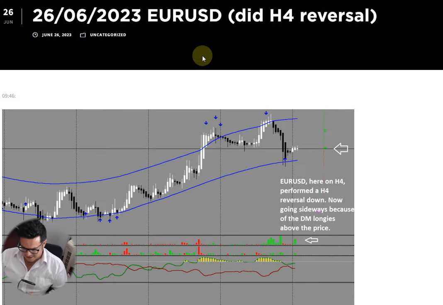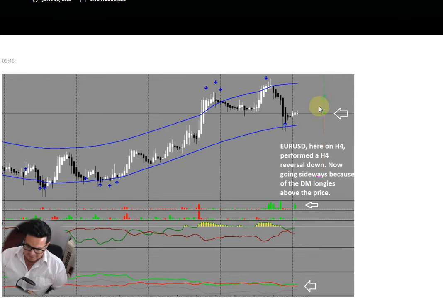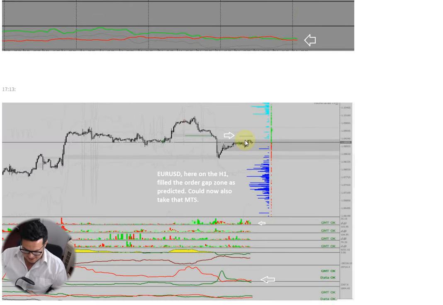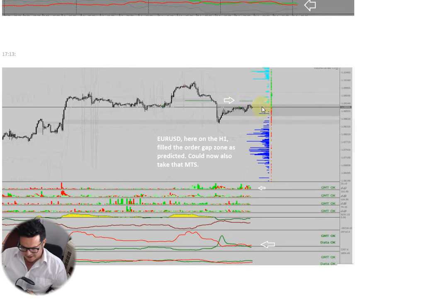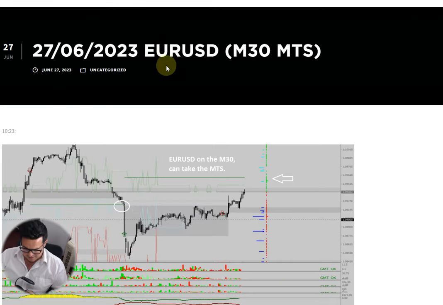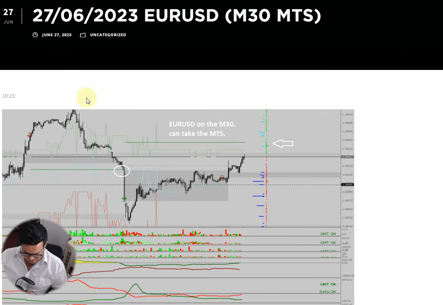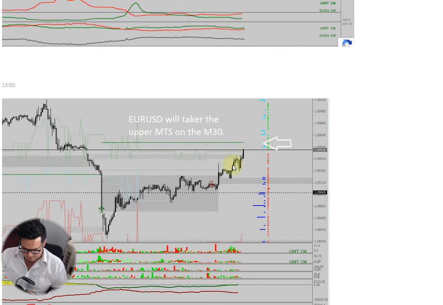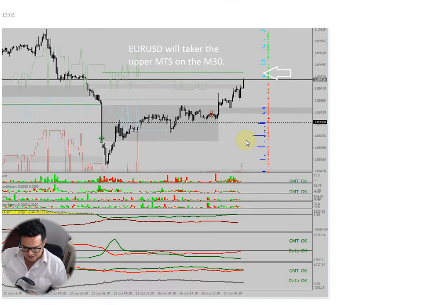Euro dollar. On the 26th, so that was interesting. Above the price we had some dummy longies as you see on the y-axis, after that 4-hour reversal down. So they're not keen on letting the price go up without pricing in the longies at least. What happened then is, like here, 13 past 5, where the medium-term stop above the price and some shorties coming in. So, 27th, 10.23, medium-term stop target above the price on the 30-minute chart. Boom. Easy, long trade towards the target.